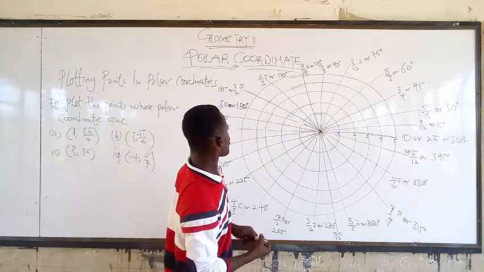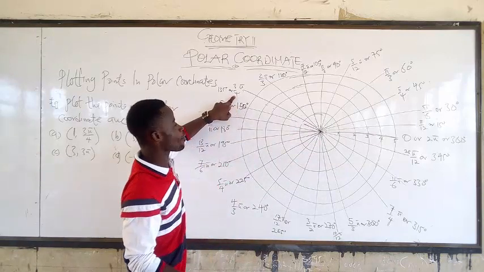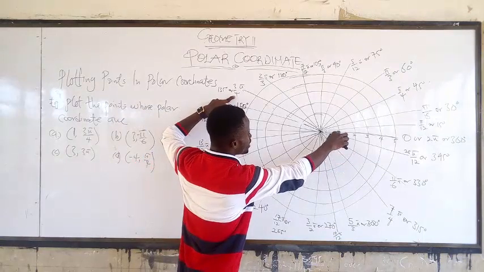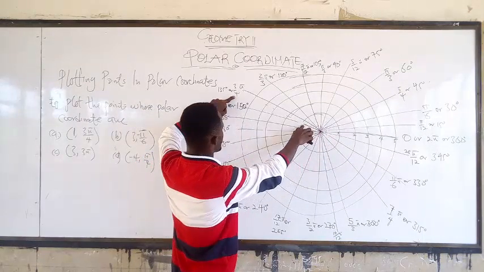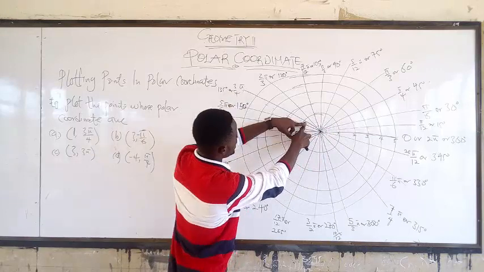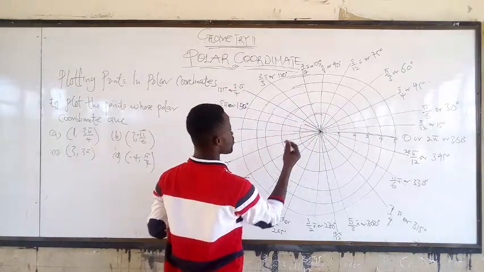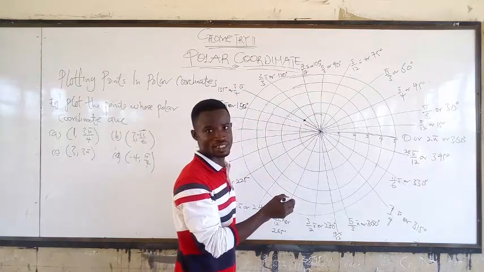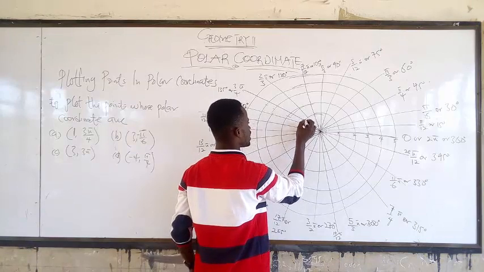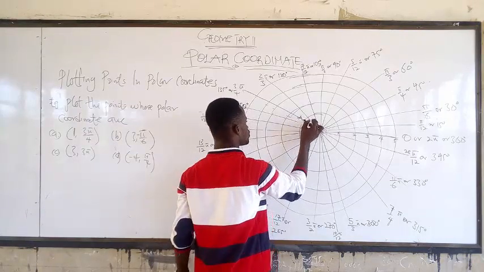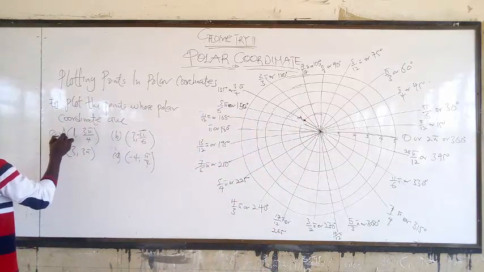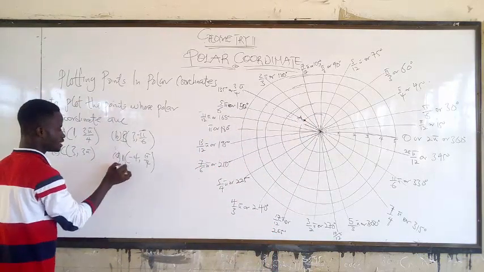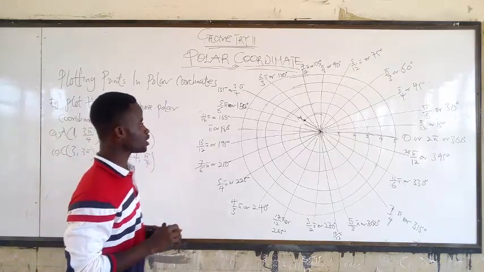Alright, so now, if we have 3 pi over 4 here, where will 1 be? So that means here will be 1, on this 3 pi over 4 line. So it means our point is just right here. So that is A. Let's call these points A, B, C, and D. So that will be the point A.